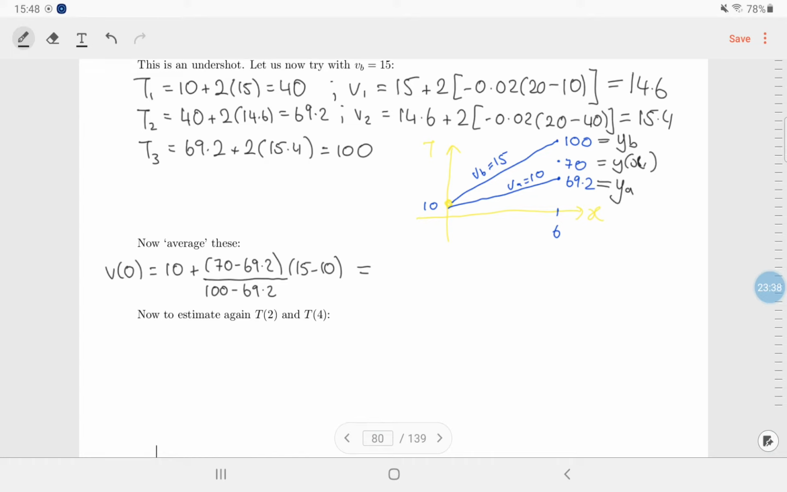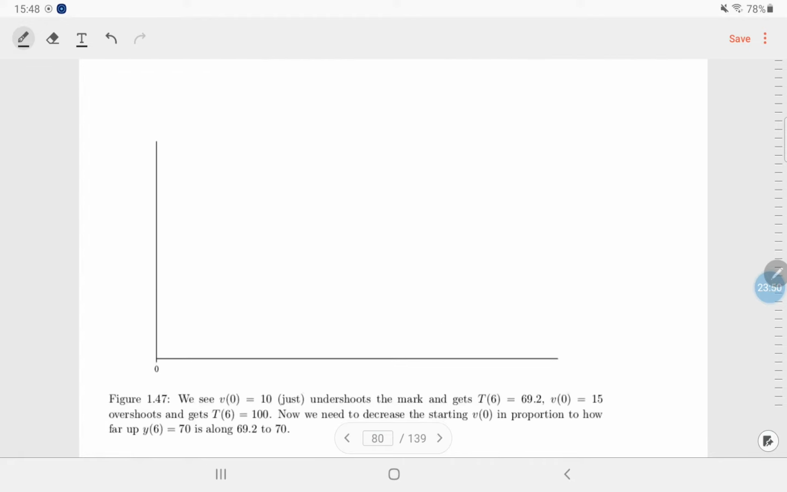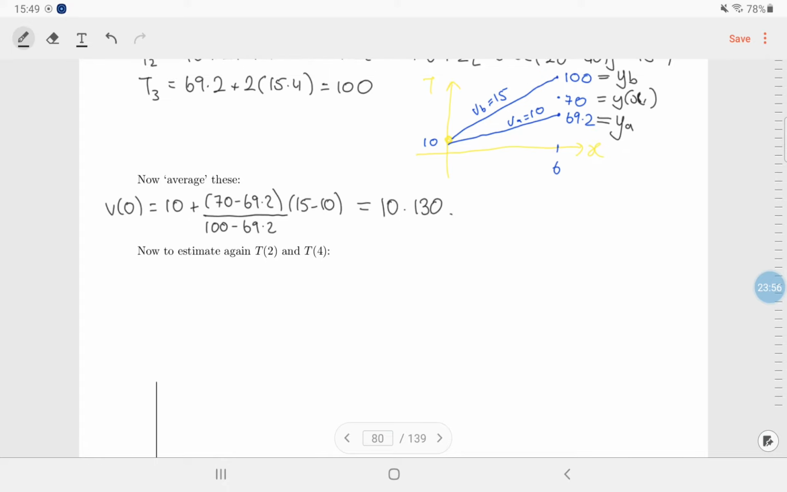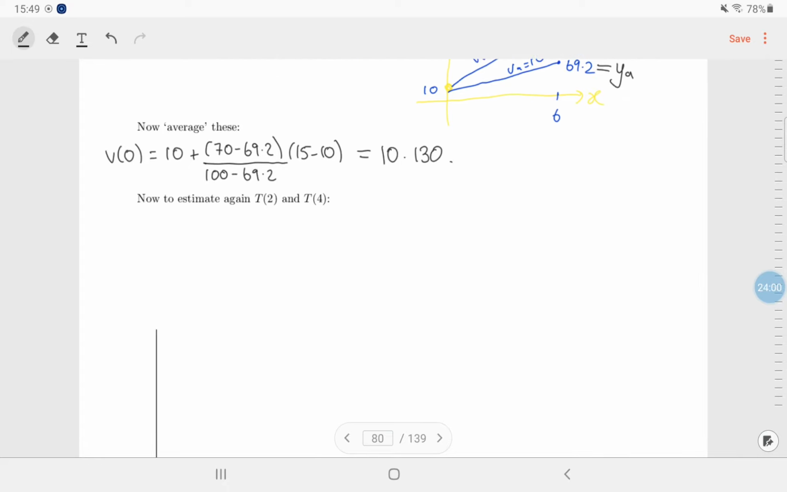So I'm getting out 10.130. Now I get 129, but it's 1298, so that should round up. So 10.130. Okay, so now we're going to estimate again. Now we know the temperature at 0, we know the temperature at 6, we know this is going to work. Now of course you can check your answer, and maybe we'll do that.